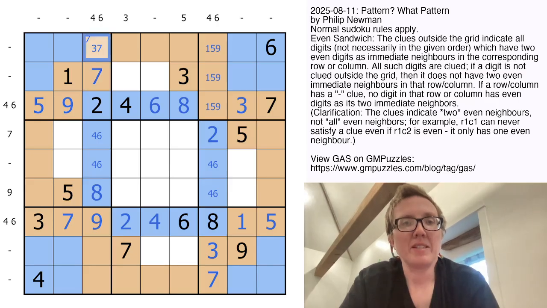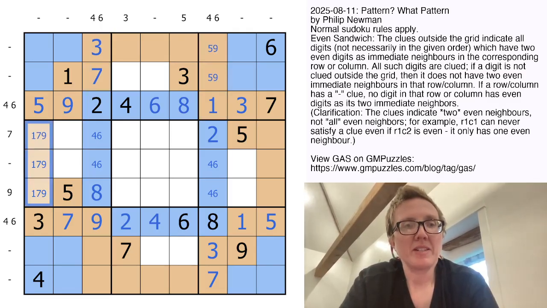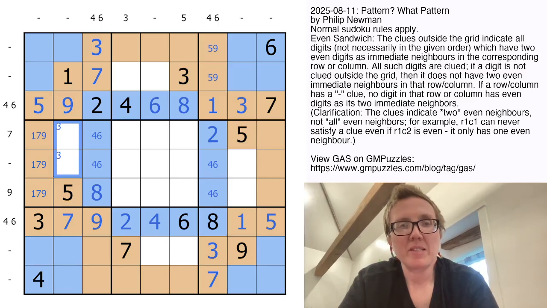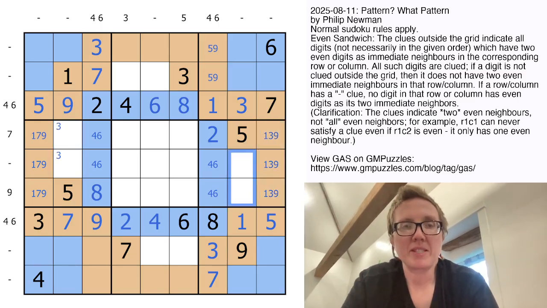And we can resolve this. That's not a 1, that's my 1. These are going to be 1, 7, and 9, so we have to have a 3 in one of these. These are going to be 1, 3, and 9, so we have to have a 7 in one of these. This is going to be a 1, 5 pair.